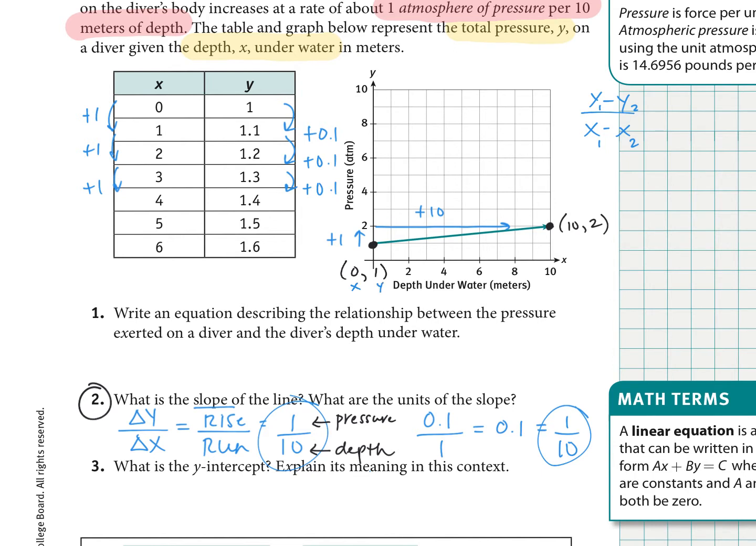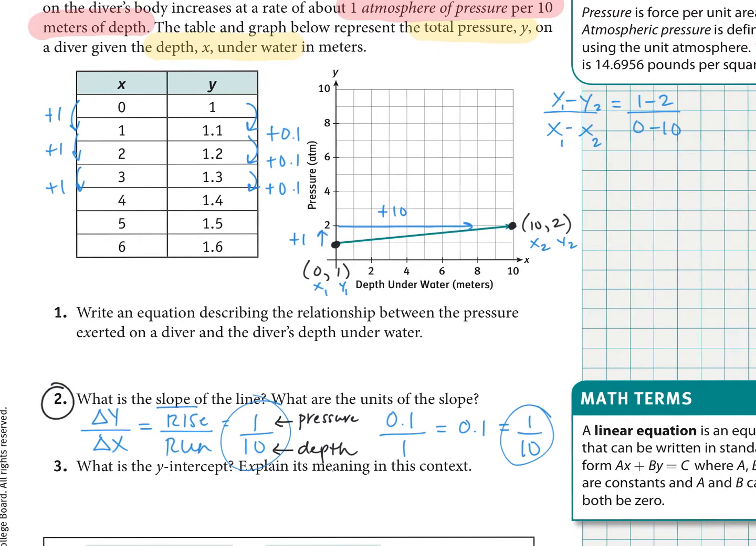So I have my x and y here. Let's label that as my first point. And then I have my x and y there, labeling as my second point. So if I put these into our formula, my y1 would be 1. I subtract 2. And on the bottom, I have 0 minus 10.